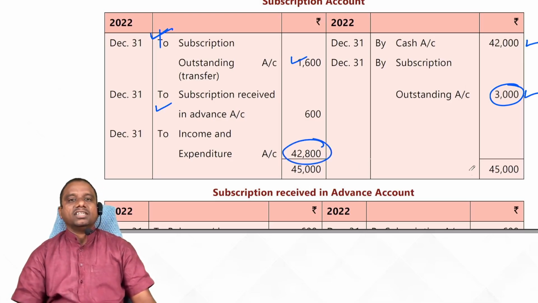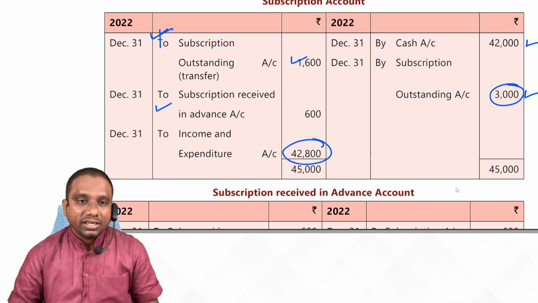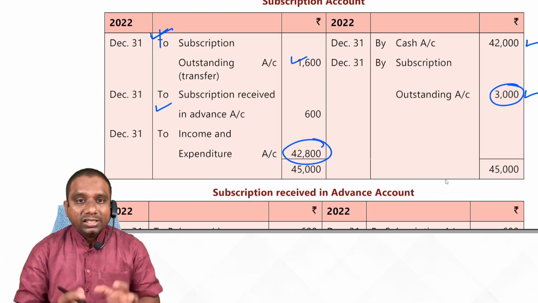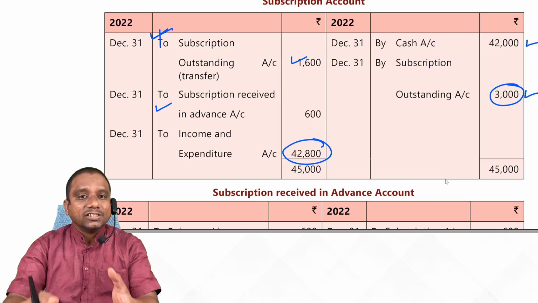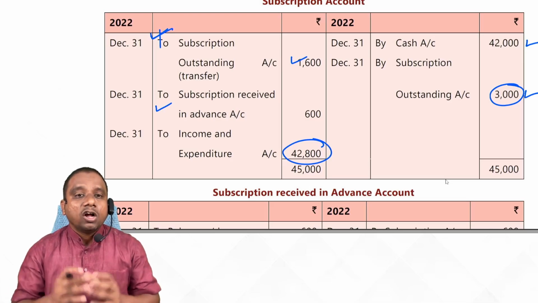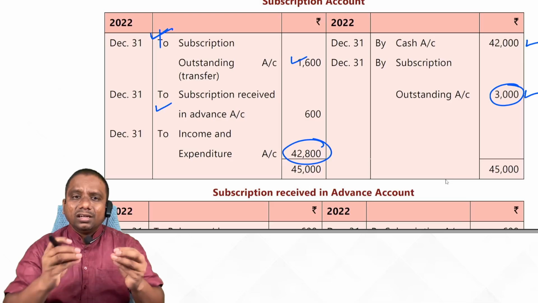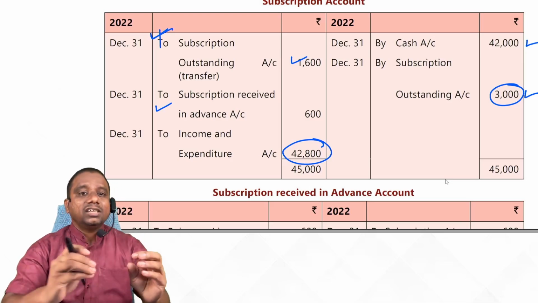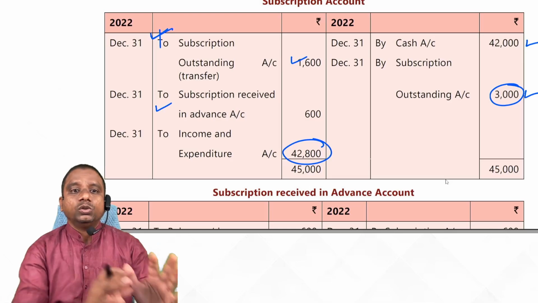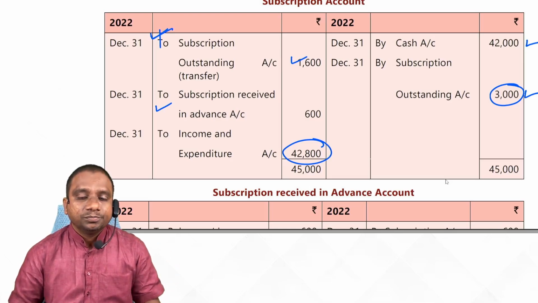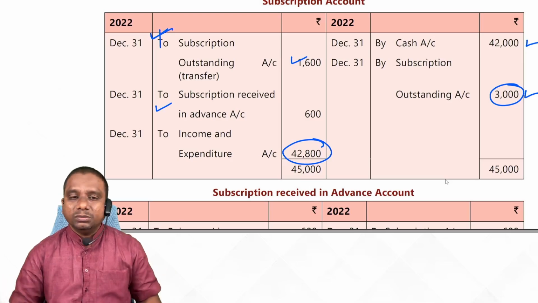That balance is transferred to income and expenditure account. So here the question is how much amount we transfer to income and expenditure account? Only the amount which is relating to current year 2022 only we show in the income and expenditure account. Remaining we will ignore simply.